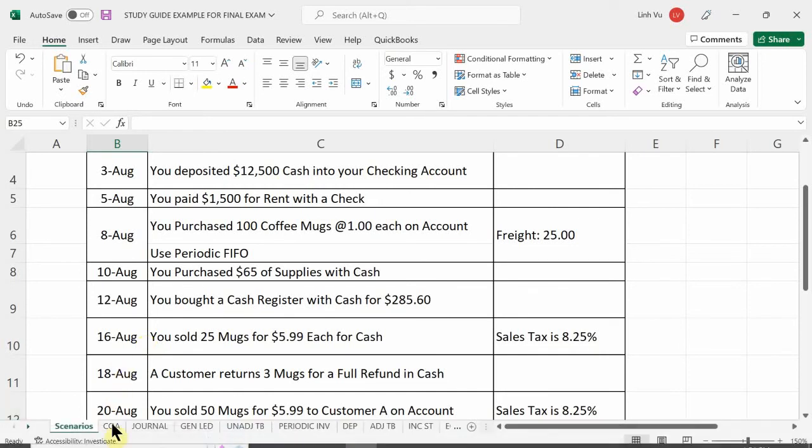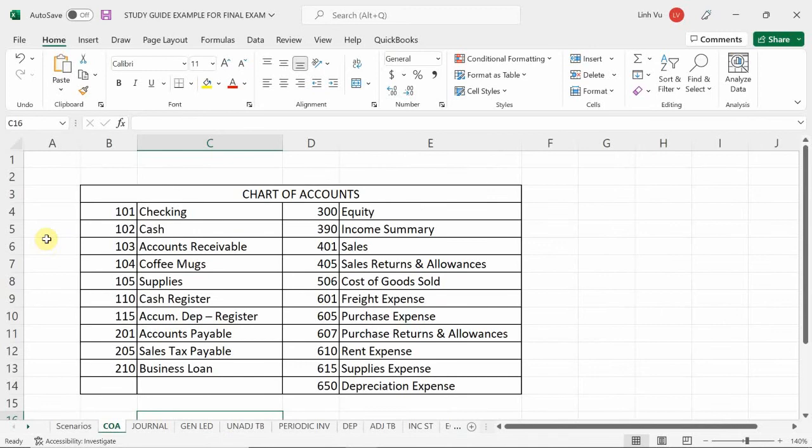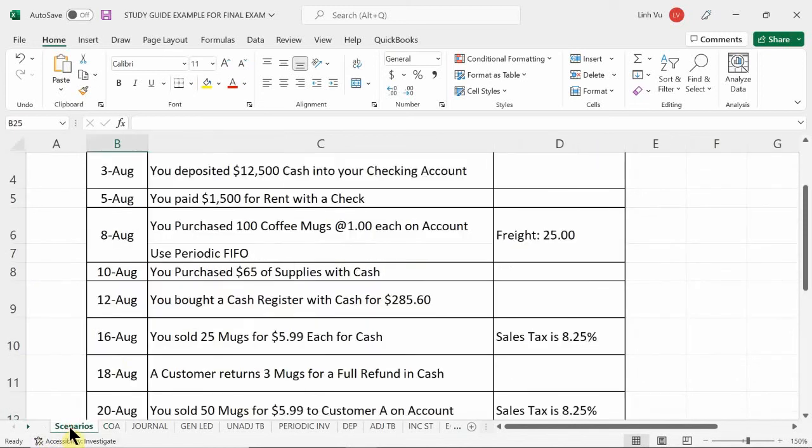So, chart of accounts. How am I going to record the purchase of periodic inventory? We put them in the expense account. Good. So in this case, we use the purchase expense for the cost of the mug, and then we use the freight expense for delivery fee. And then we put it on the account, so balance goes to the accounts payable. Good, right? Because we purchased it on an account.